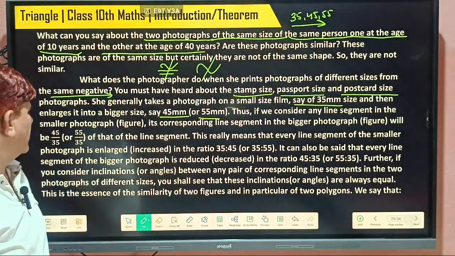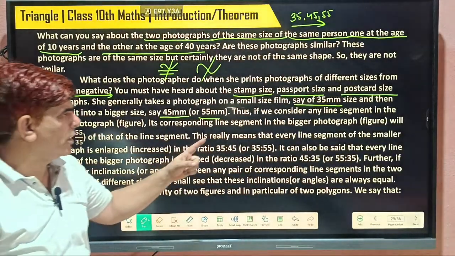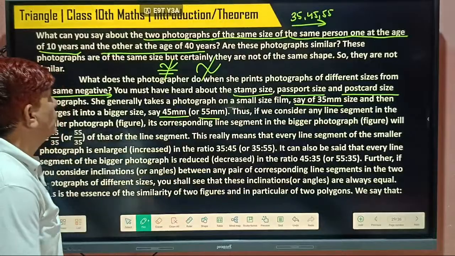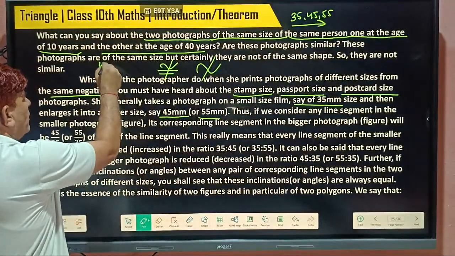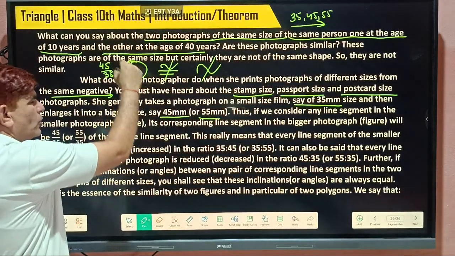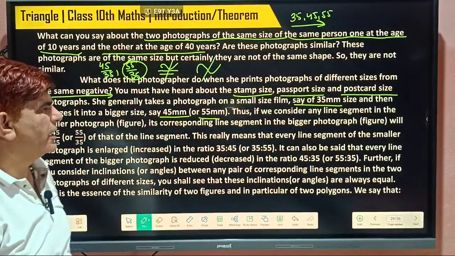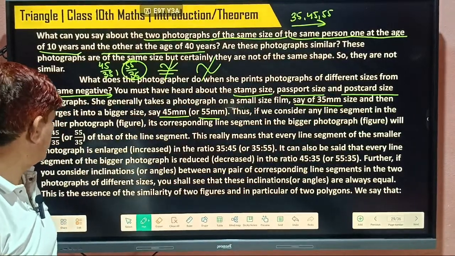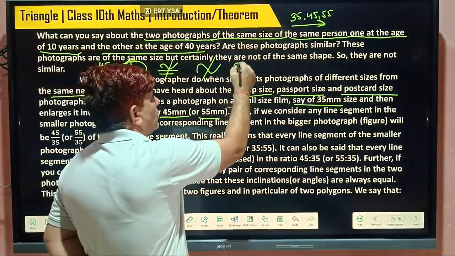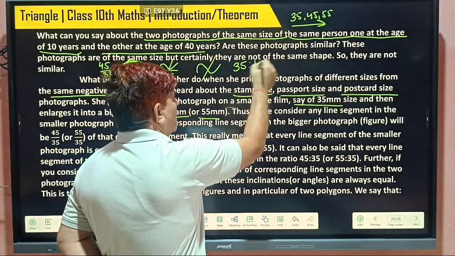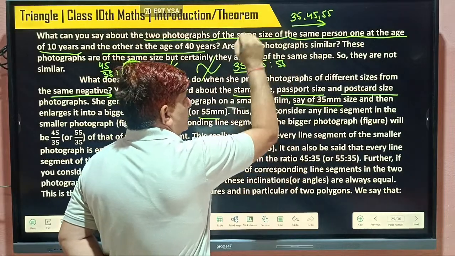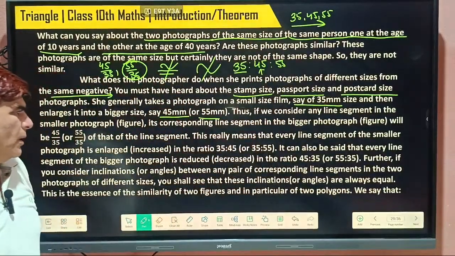Thus, if we consider any line segment in the smaller photograph, its corresponding line segment in the bigger photograph will be in what ratio? This ratio 45 by 35, or if the size increases, 55 by 35. This really means every line segment of the smaller photograph is enlarged in this ratio. Which ratio? 35 to 45. First 35, then increase to this, then increase to this. So the ratio remains the same. Understood?